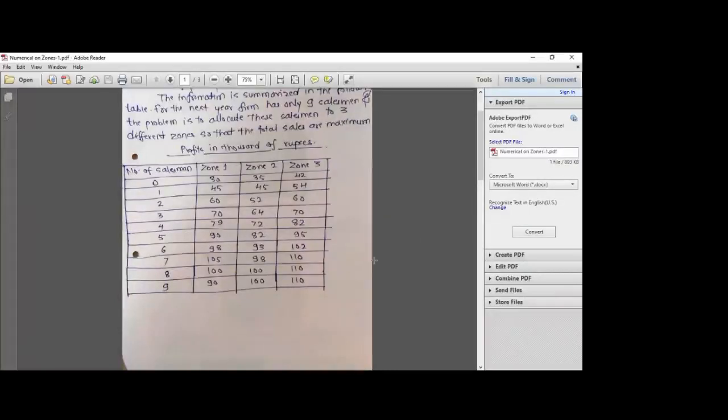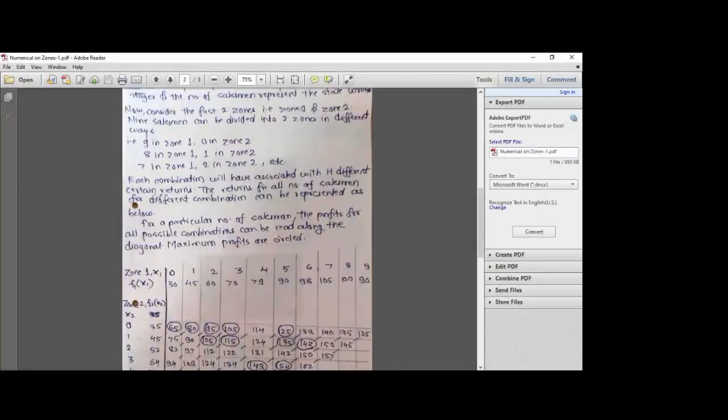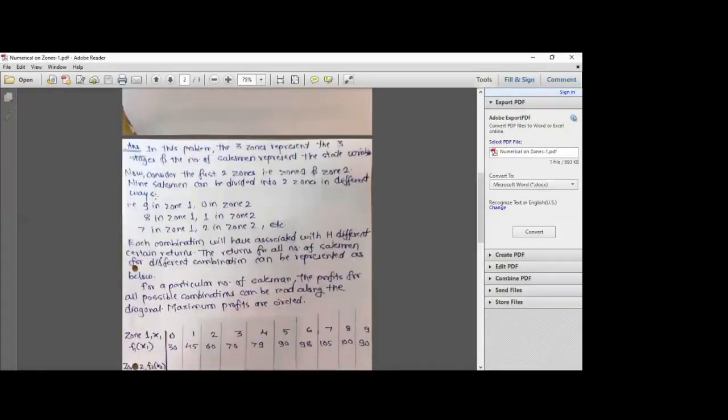So why this problem is dynamic in nature is because here, with the increase or decrease in the salesmen, the profits are going to increase and decrease, right? So here time is not a phenomenon. Here the number of salesmen are acting as the variables, and the increase and decrease in the number of salesmen are going to change the profits, right?